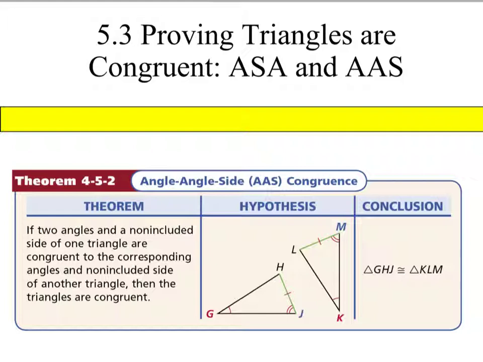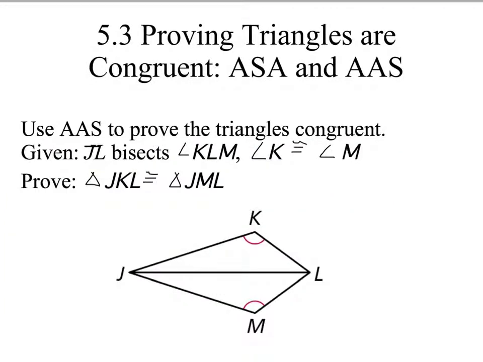All right? So let's give one a shot here. You do not need to write this down, but I'm going to use a two-column proof to help me. Please follow along to see if we can prove this is possible. Given that JL bisects angle KLM, and angle K is congruent to angle M, we need to prove that these two triangles are congruent.